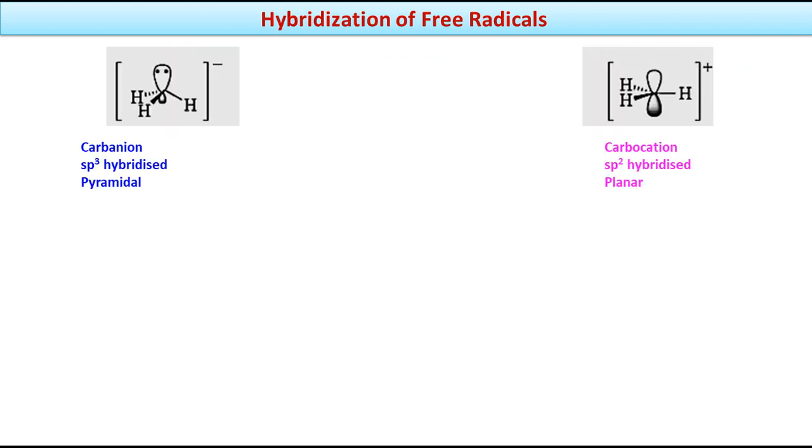Now if we compare with carbanion intermediate and carbocation intermediate, what is the hybridization in case of free radicals? So in carbanion, here we have taken which carbanion? We have taken CH3 minus, and it is sp3 hybridized, and that is why it is pyramidal. And on the right hand side we have CH3 plus carbocation, sp2 hybridized, and it is planar.